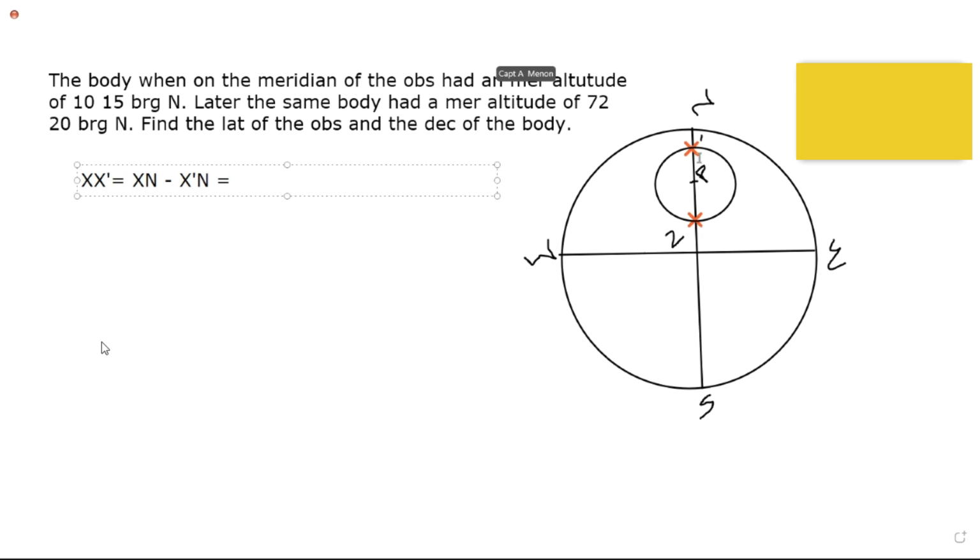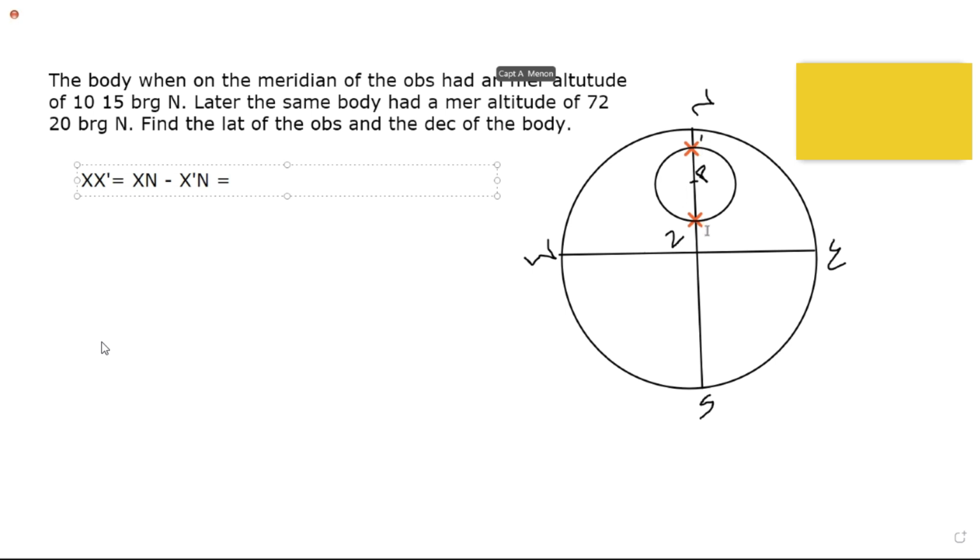See, when you have once its meridian, this is one, after that it again went round and came on X, so I mean the body will be going like this only, it can't go second time again on the same meridian. That is why we say it is a circumpolar body. It will keep going around the pole, it will never set below the horizon at all times. That is why it is a circumpolar body.